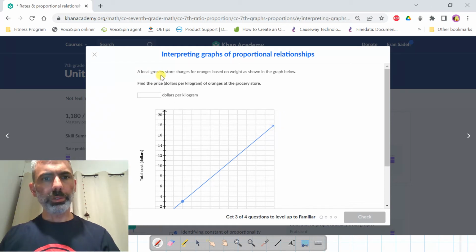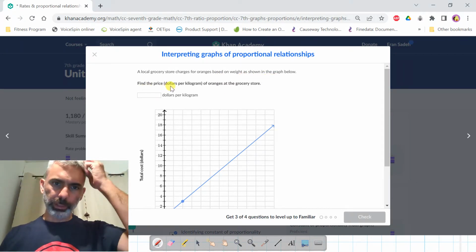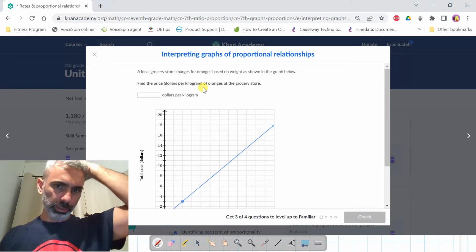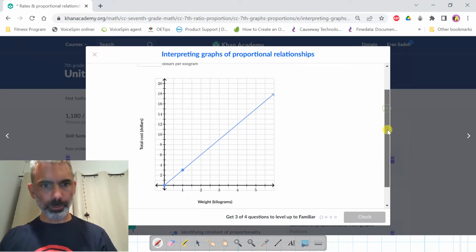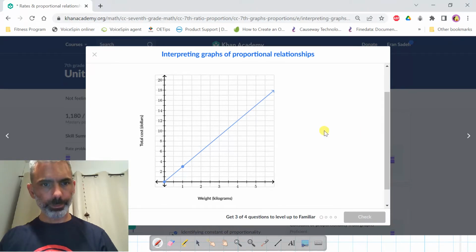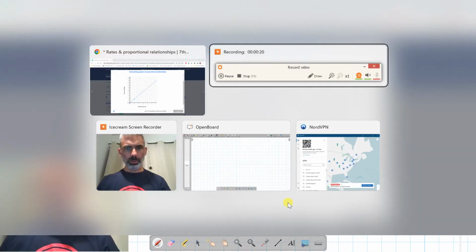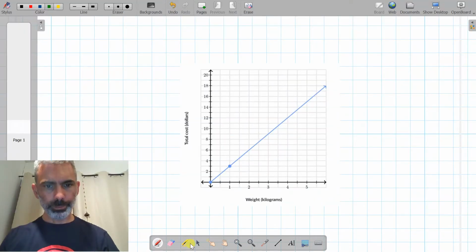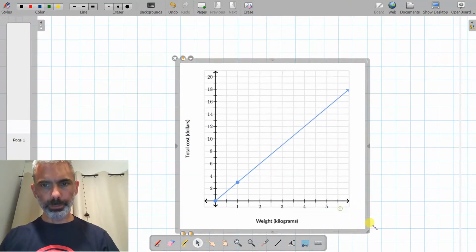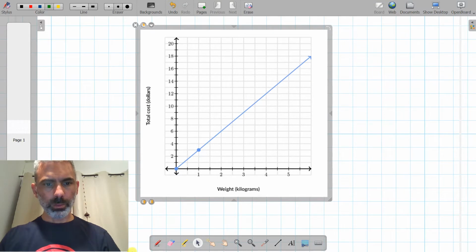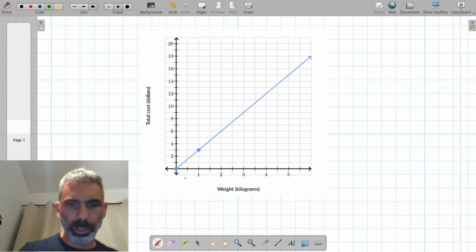A local grocery store charges for oranges based on weight as shown in the graph below. Find the price, dollars per kilogram of oranges at a grocery store. Okay, so let's copy this graph to the board. Let's see what the price is per kilogram.